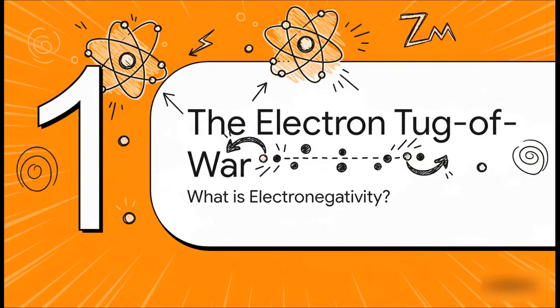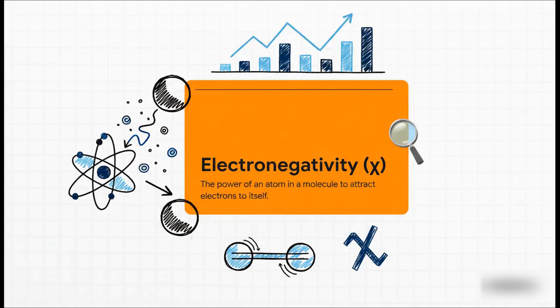Okay, so let's get a proper definition for this whole atomic power struggle. What exactly is electronegativity? Well, the classic definition comes from the legendary chemist Linus Pauling. He described electronegativity, that's the Greek letter chi, by the way, as the power of an atom, and this is the key part, within a molecule to attract electrons to itself. See, it's not about some lonely, isolated atom. It's all about how that atom behaves when it's already in a bond. It's a direct measure of its electron-pulling power.